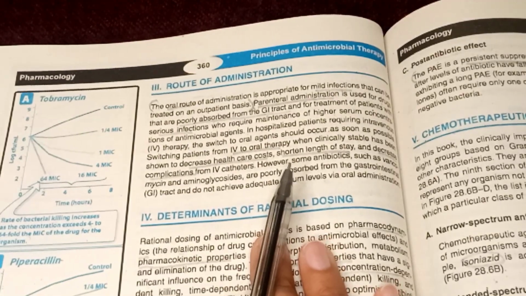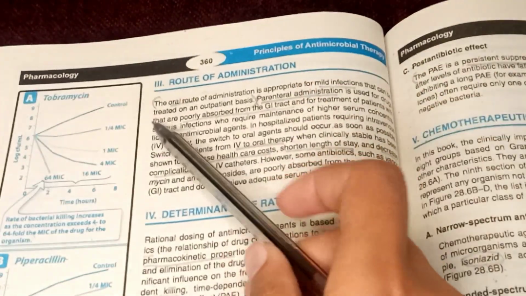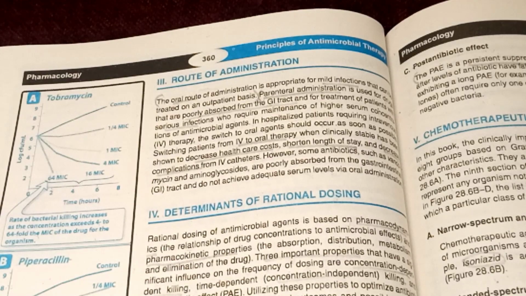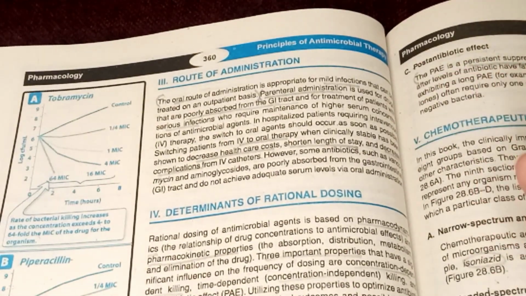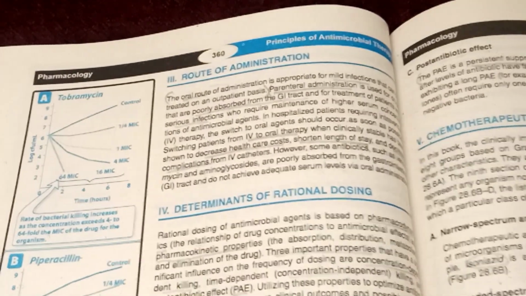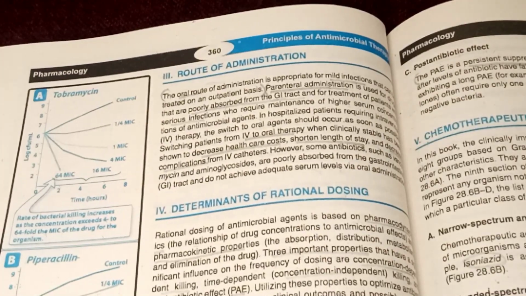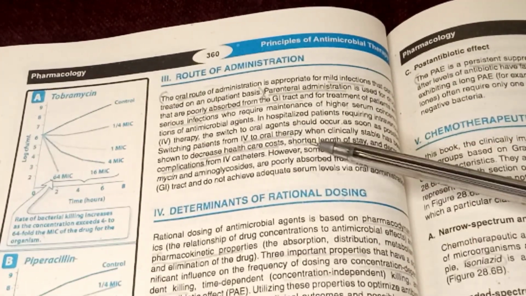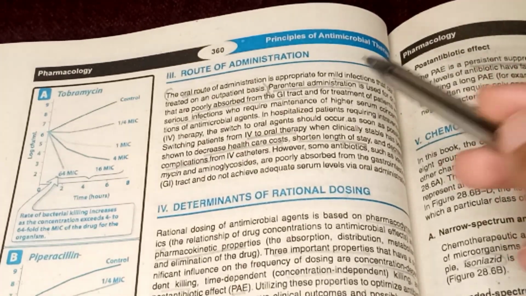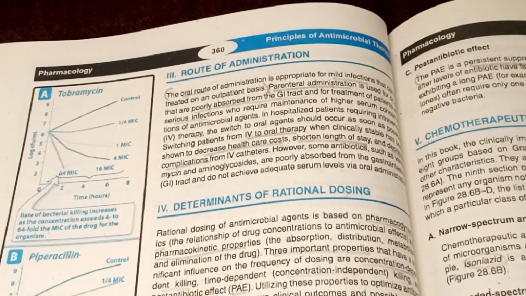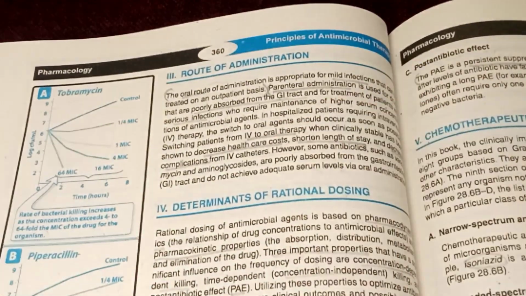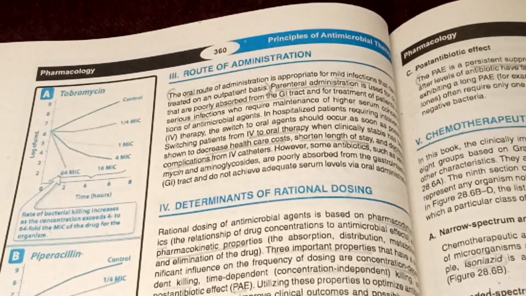Then we have the route of administration. As you know, we have many different routes of administration, and for example the oral route is most appropriately used for mild infections. Then the parenteral route is used when there's poor absorption from the GI tract, or for serious infections. Then switching between the routes can also be done, for example from IV to oral therapy. This is often beneficial. Why? Because it can decrease the health care cost, shorten the length of stay, and decrease the complications from the IV catheter. So switching would also be required in some instances.